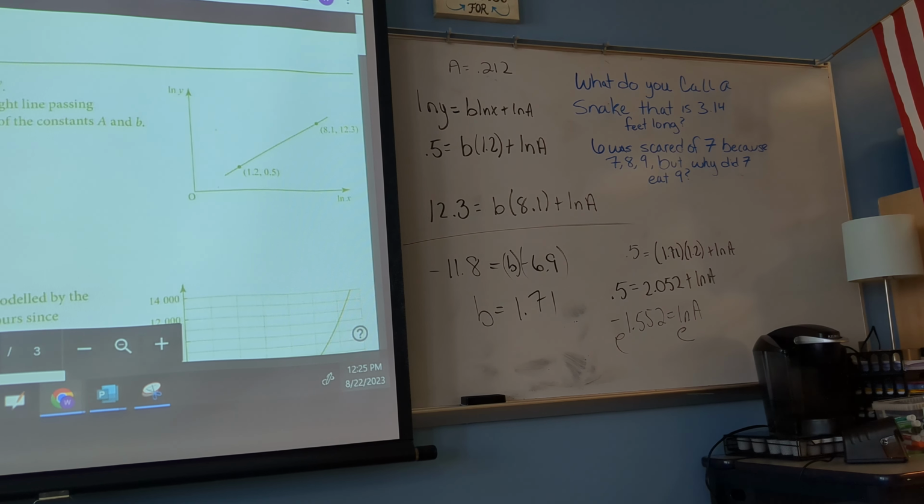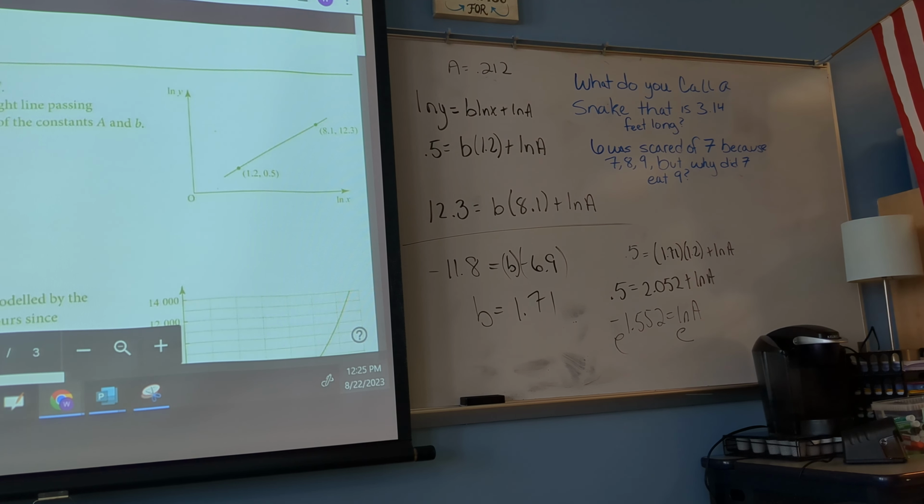What do you think? Good, bad, ugly? It's not horrible, right? It's a good way to.